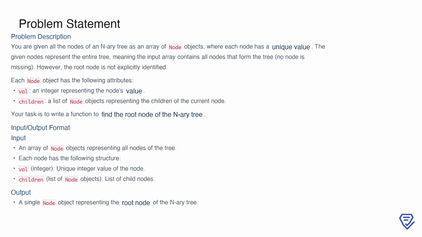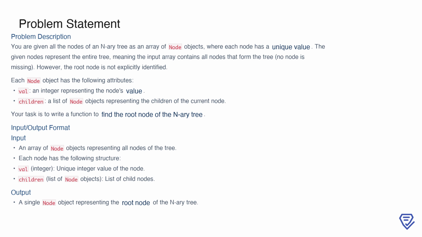In this problem, you are given all the nodes of an N-Ary tree in the form of an array of node objects. Each node in the array has a unique integer value, and the array represents the entire tree, meaning no nodes are missing. However, the root node is not explicitly identified. Each node object includes two attributes: val, which is the unique integer value of the node, and children, which is a list of other node objects representing the children of the current node.